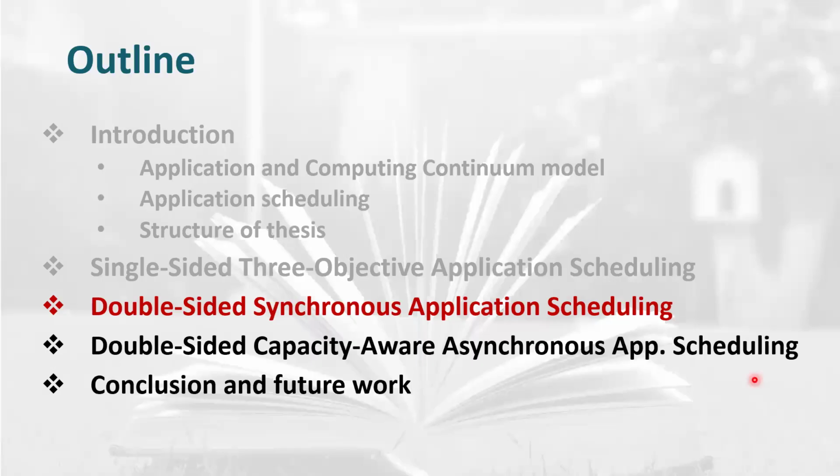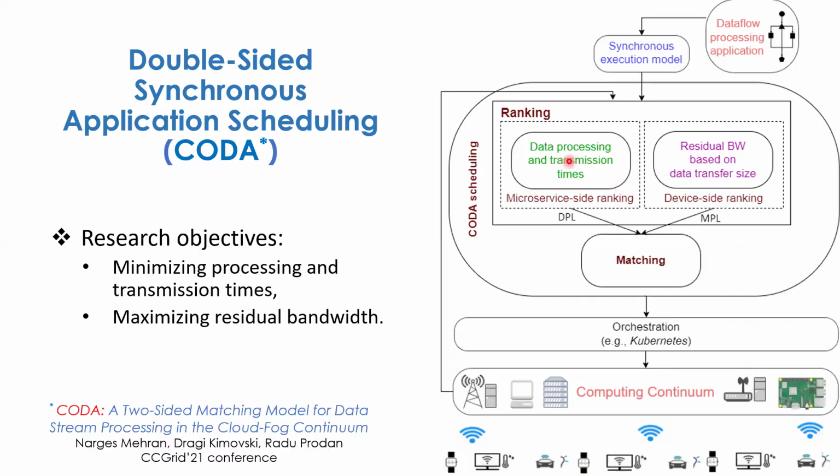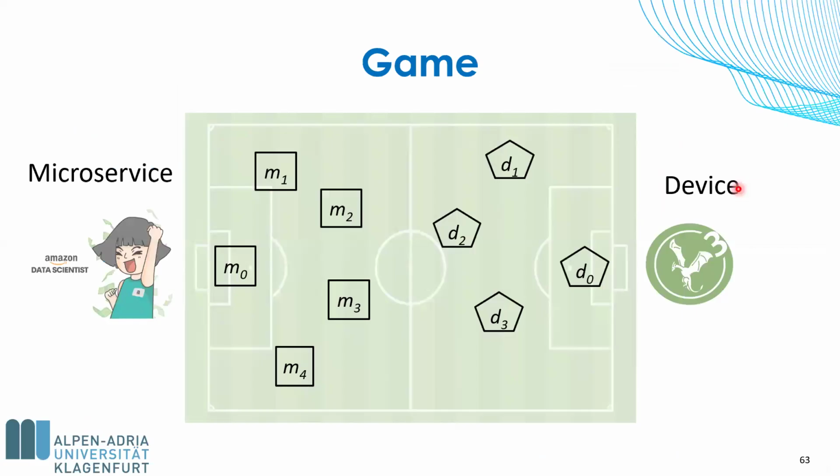users. So getting closer, the next method explores a double-sided synchronous application scheduling, which considers both the resource and application side. So here we need two different ranking methods. The first ranking method explores the minimization of the data processing and transmission, while the second method explores the residual bandwidth, maximizing the residual bandwidth.